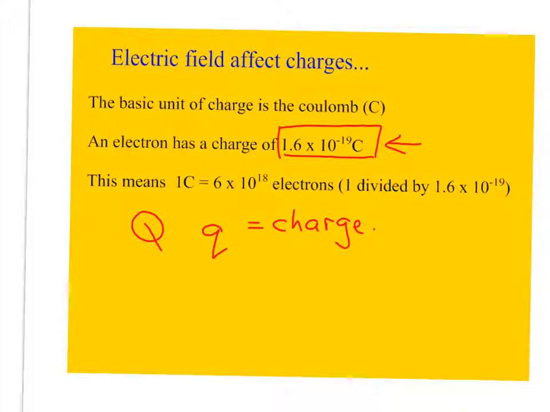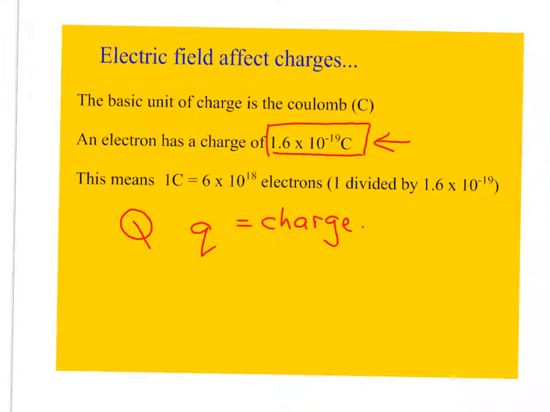So electric fields affect charges. So what is a charge? We can measure charge in coulombs. So what does that number mean? You know what electrons are, and an electron has a charge of 1.6 times 10 to the minus 19 coulombs. That's a very small number. That's the charge on one electron.